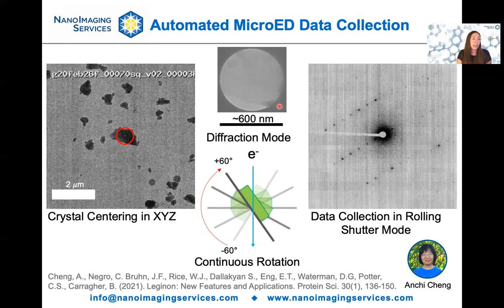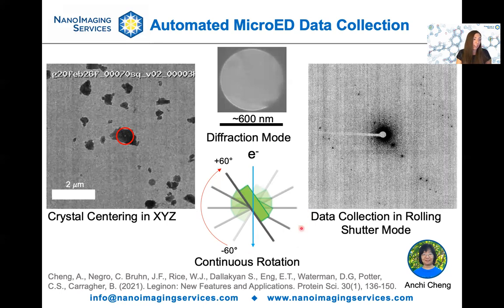We're using about a 600 nanometer size beam to expose the crystal, and we will couple this with continuous rotation of the stage. So we're collecting data typically from -60 to +60, and this is about the limitation of the stage. We're not able to collect beyond -70 to +70, which can lead to slightly lower completeness data from single crystals.